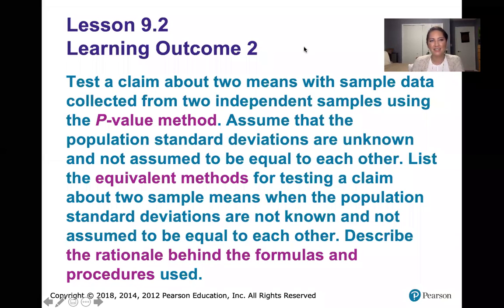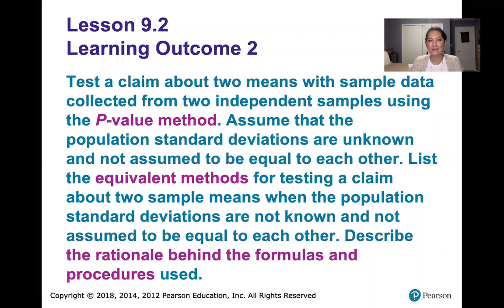In this video, we discuss learning outcome number 2 of lesson 9.2, which is about testing a claim about two means with sample data collected from two independent samples. Specifically, we're going to focus on the p-value method. Here, we're going to assume that the population standard deviations are unknown, and we're not going to assume that those population standard deviations are equal to each other.